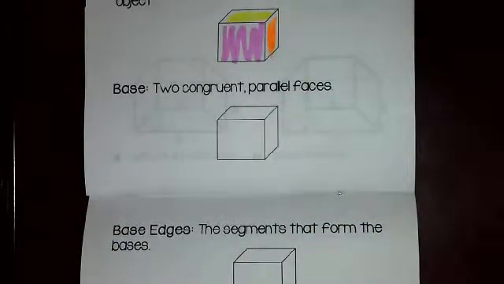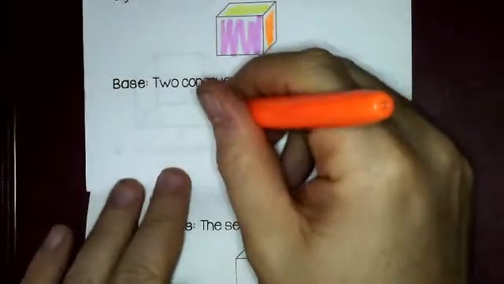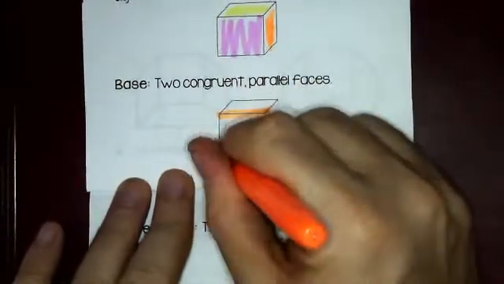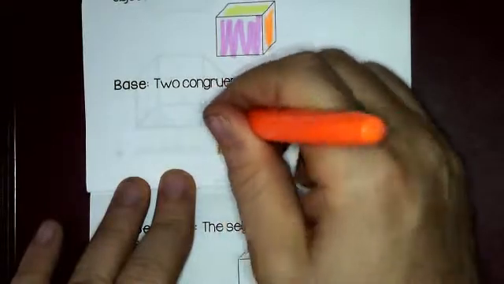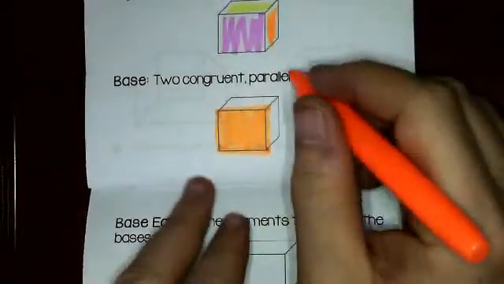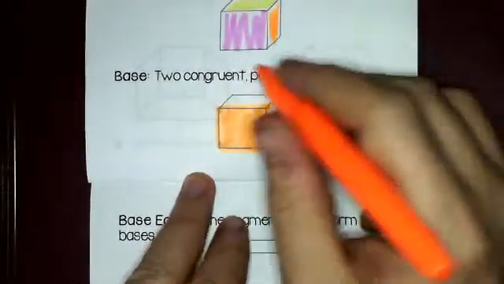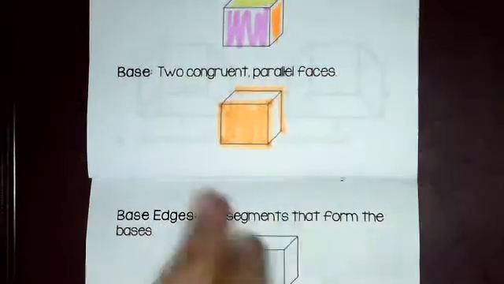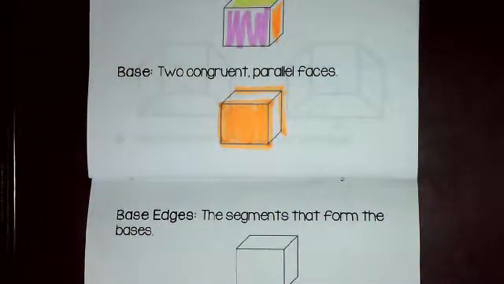Now of those faces, we have bases. Now the bases are the two congruent parallel faces. And so I could call this a base. And the other base would be out behind it. And so if this is my base, then the other base would involve those two, and it would be shaded over there. And we don't actually see it because of the way that this picture is drawn.